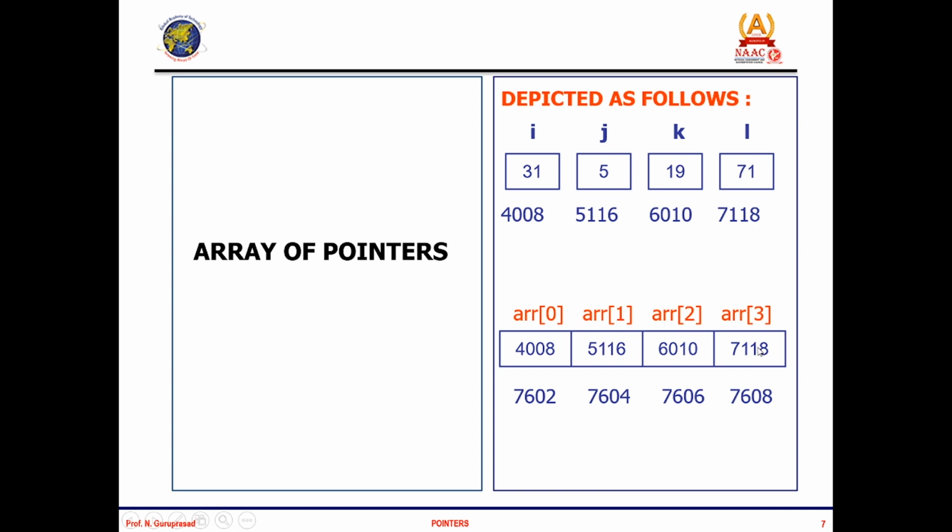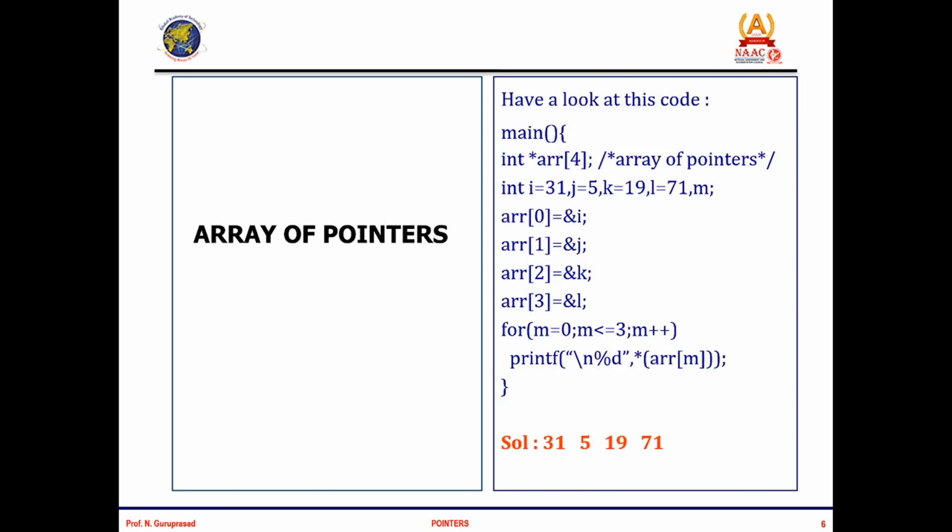And then what happens? You have your for loop, which says for m is equal to 0, m less than or equal to 3, m plus plus, and you print it.